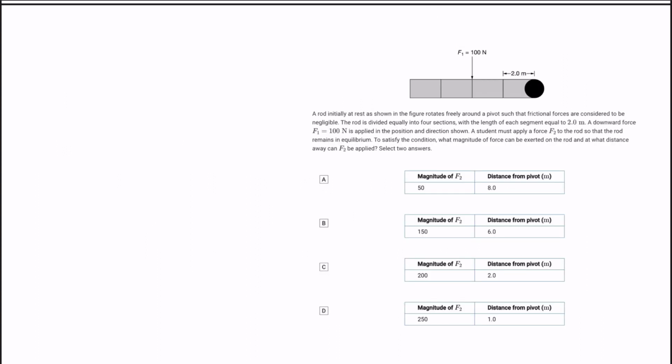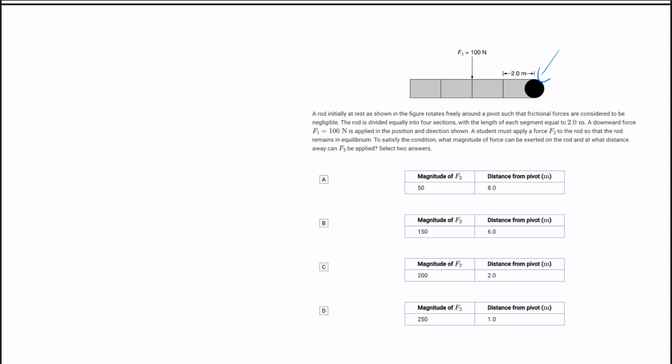All right, so here we have a bar. This figure here represents the top-down view of a bar that can rotate freely about this black circle, which is the axis of rotation. So the question says a rod initially at rest, as shown in the figure, rotates freely around a pivot such that friction forces are considered to be negligible. Great. The rod is divided equally into 4 sections, with the length of each segment equal to 2 meters.